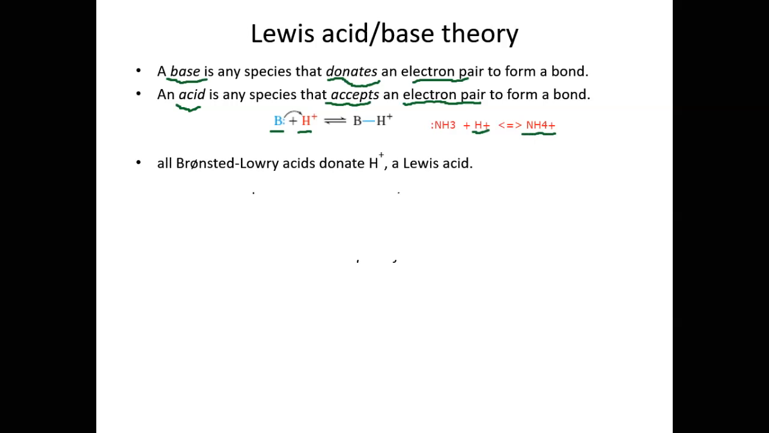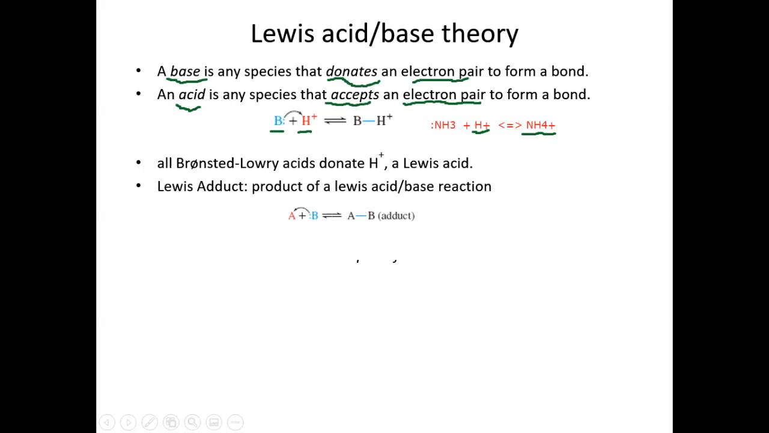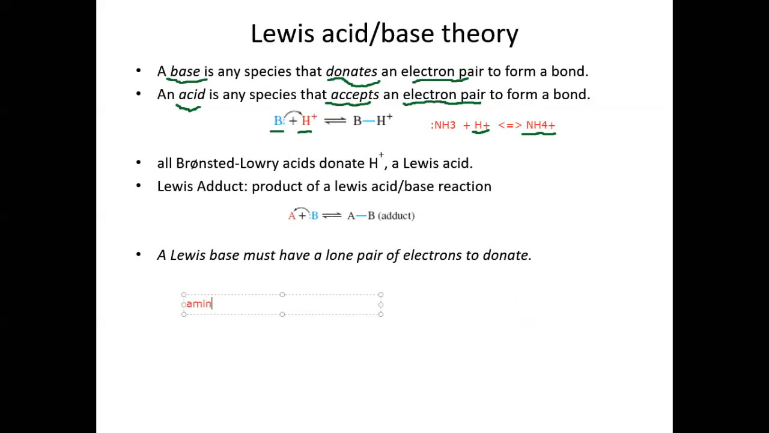So all Bronsted-Lowry acids donate an H plus, which is the Lewis acid. So in a Bronsted-Lowry acid, what's the Lewis acid? It's H plus. The Lewis adduct is the product of this acid-base reaction. So for example, up here, ammonium is the Lewis adduct. So for a Lewis base, it has to have a lone pair of electrons to donate. So Lewis bases can be amines. These are some common Lewis bases.